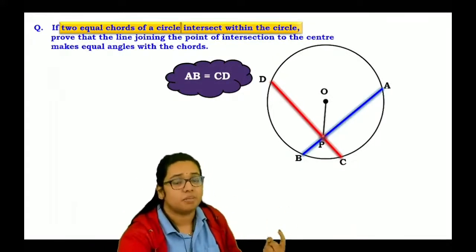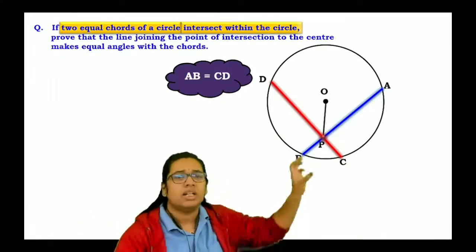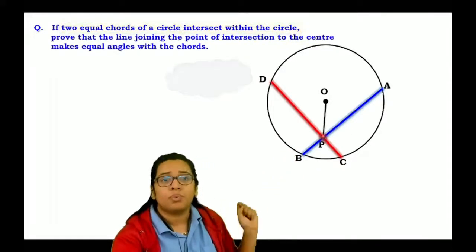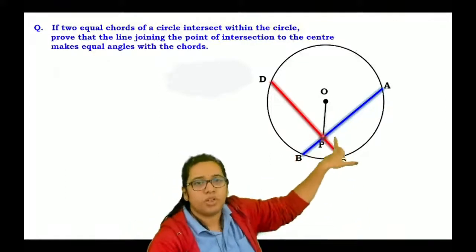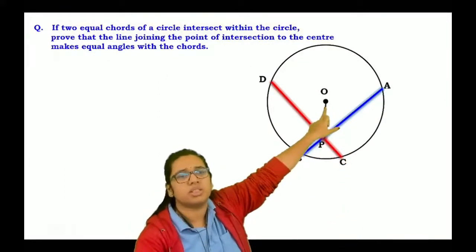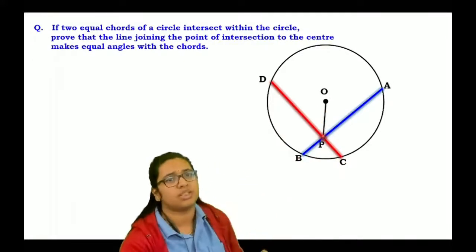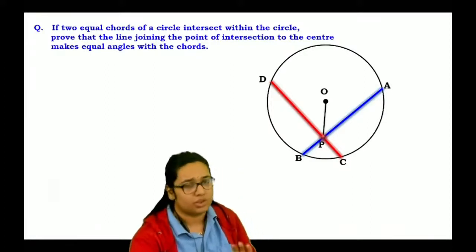Second case is that P is a point of intersection. We have seen in the last lecture that if it is a case, then DP equal and many more things. The line joining the point of intersection to the center makes equal angle with the chord.